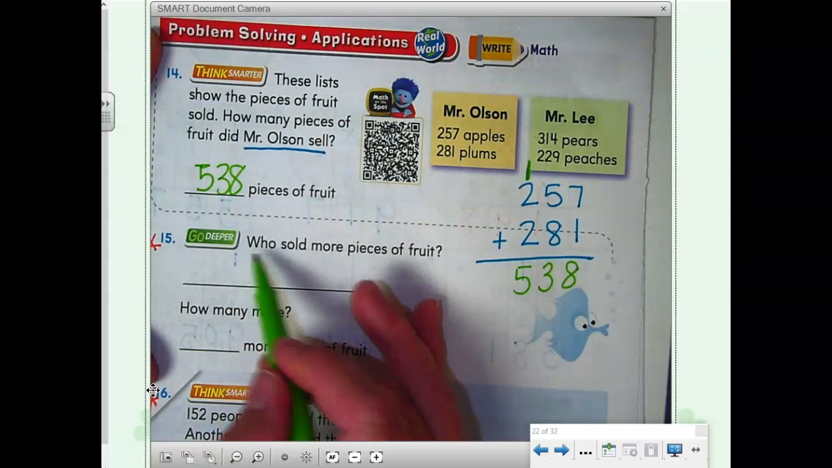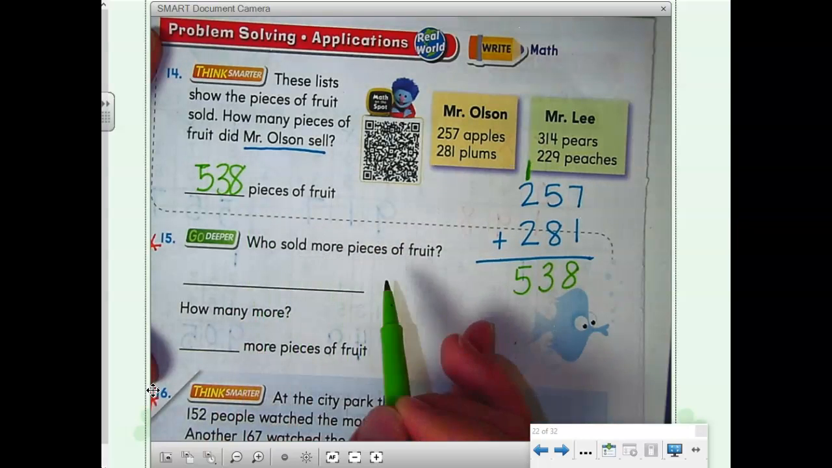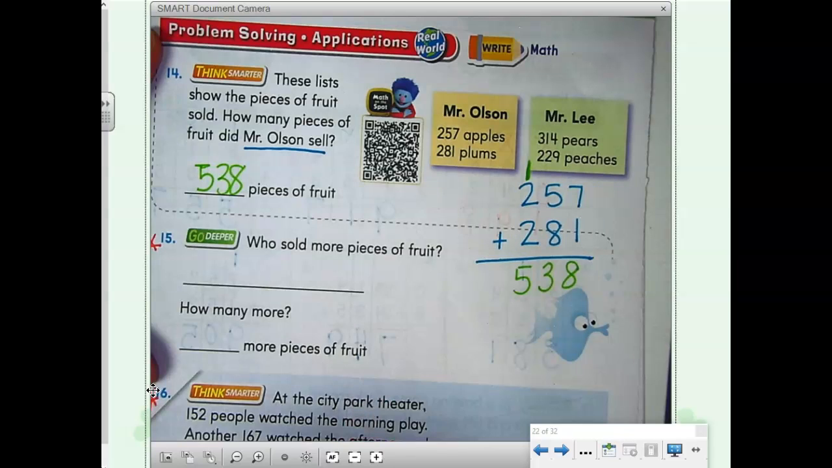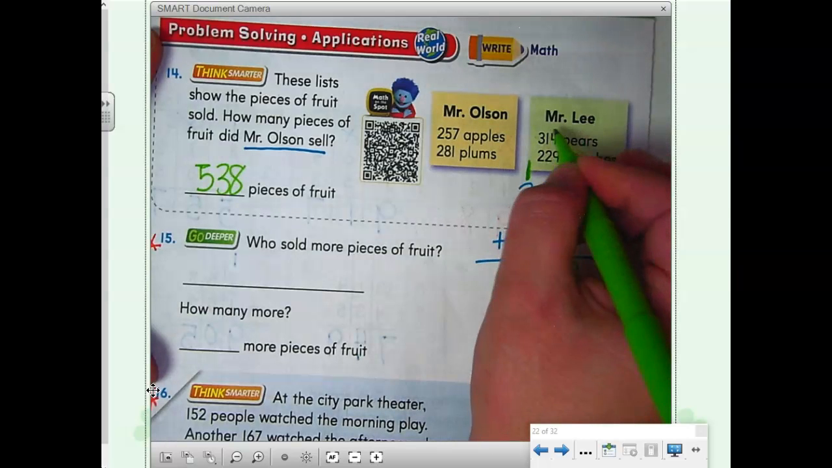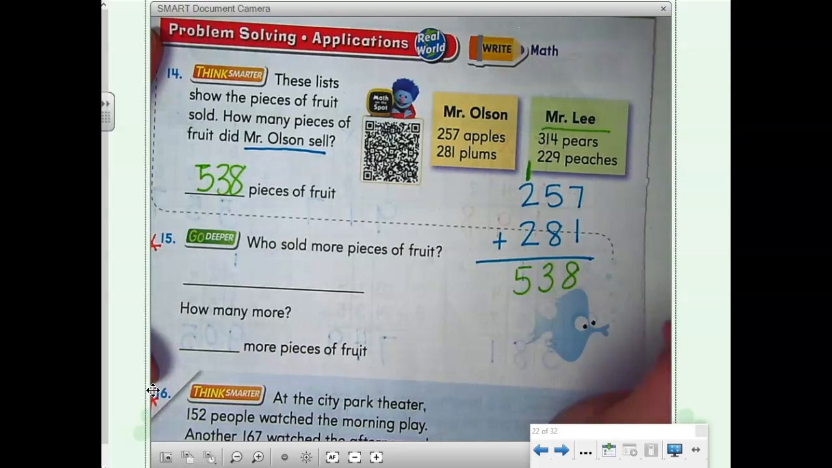It wants to know who sold more pieces of fruit. Okay, so to know that, we have to know how many Mr. Lee sold. All right, so what problem would we solve to find out how many Mr. Lee sold?